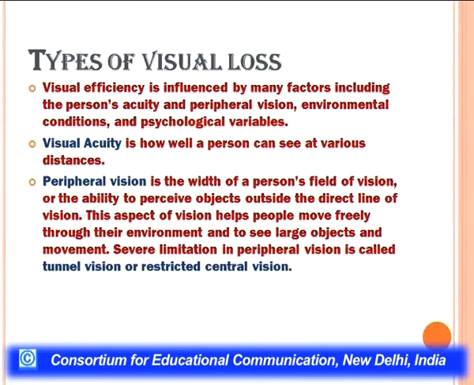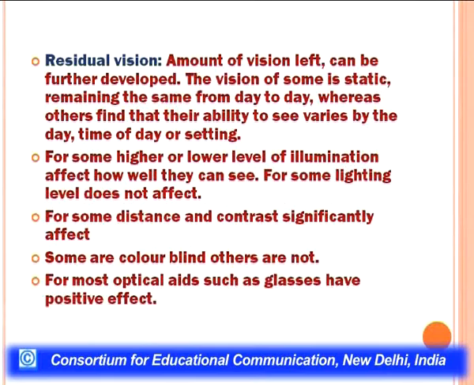Then residual vision is the amount of vision left, which can be further developed. The vision of some is static, remaining the same from day to day, whereas others find that their ability to see varies by the time of day. So, sometimes the person is quite able to see objects very well during daytime, but as the day sets down, he or she may feel some kind of difficulty in seeing the objects.